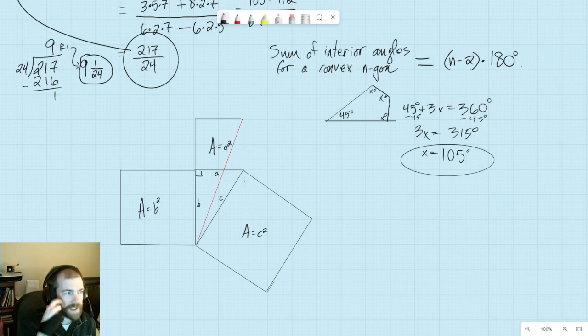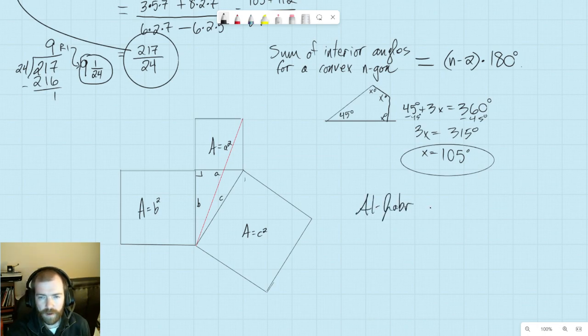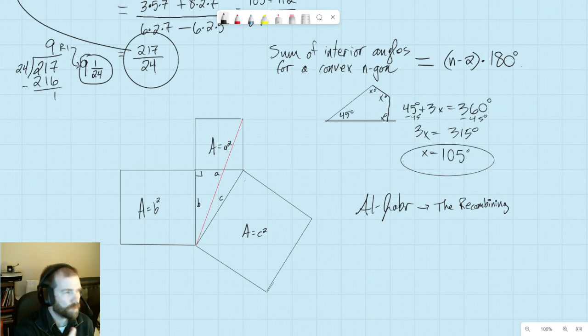Now, back in Euclid's day, they didn't have algebra. Keep in mind, al-Jabr comes from Arabic, or Persian at the time, and essentially means the recombining, or reordering, or regrouping, or various other things like that. Returning, making whole.